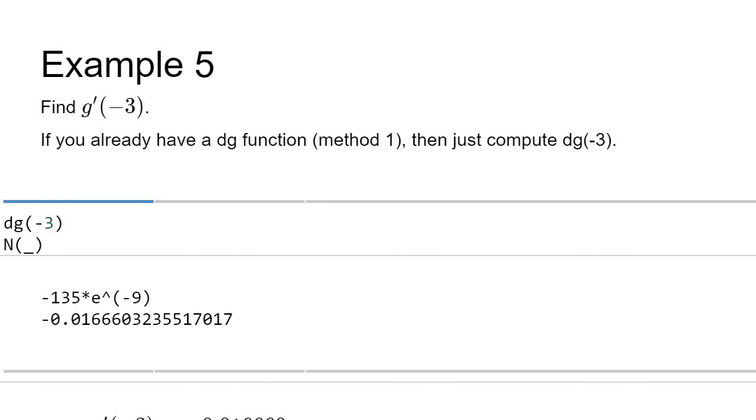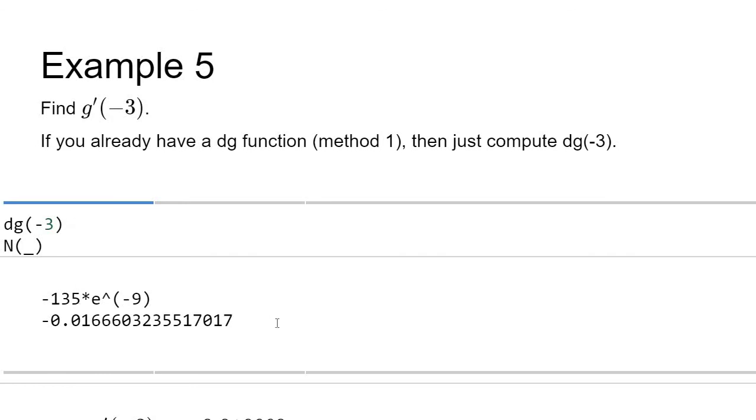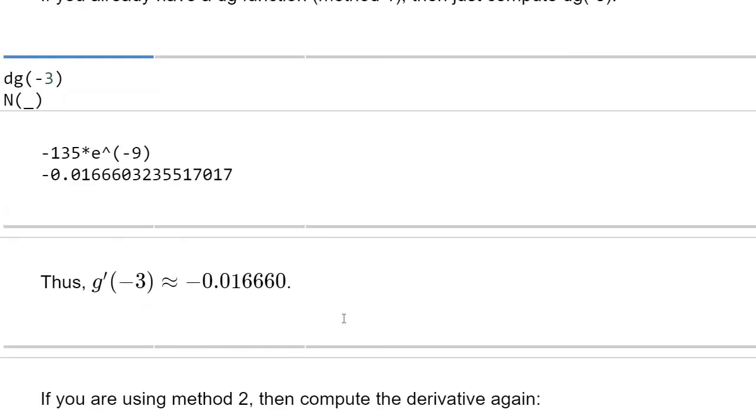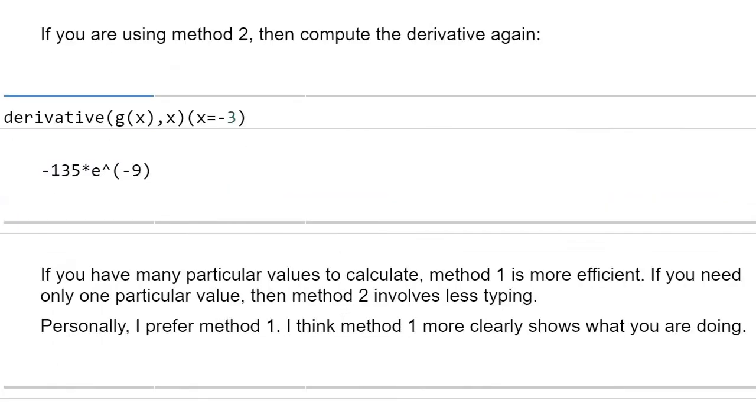If I want the value of the derivative at some other x value, so here is x equals minus 3, then if you're using method 1, you already have dg, so it's just a matter of using it again. And then if you want to convert to decimal, use the n command. You don't have to recompute the derivative. If you're using method 2, you have to compute the derivative over again, and then plug in the x equals minus 3 afterwards. So either one will give you the same answer.